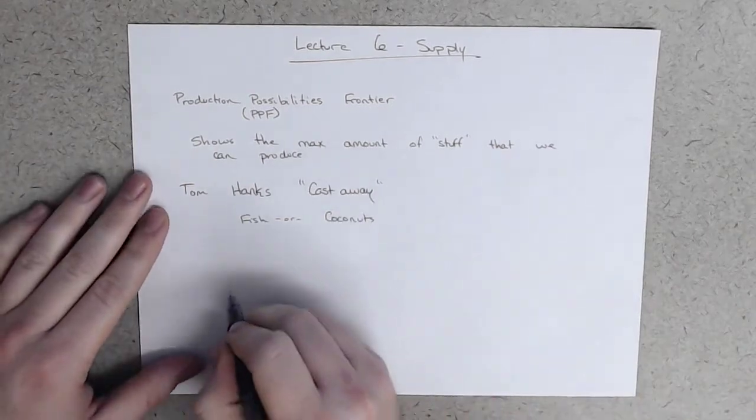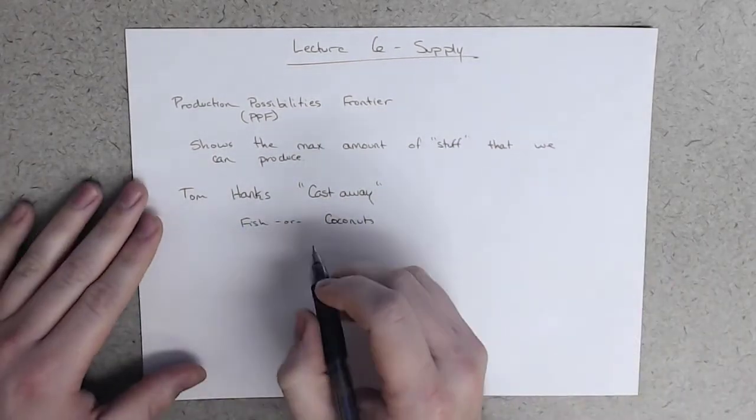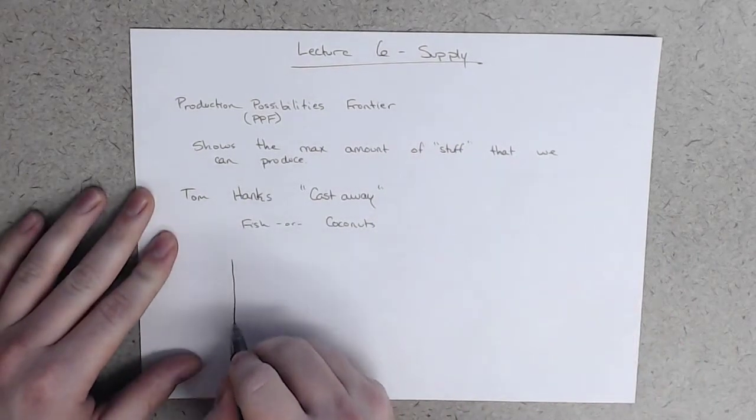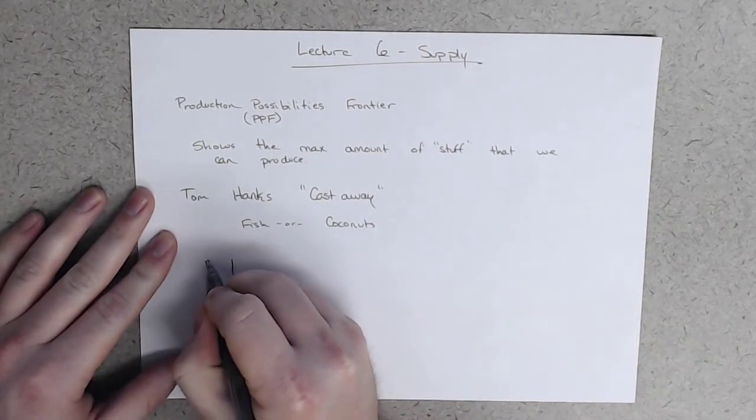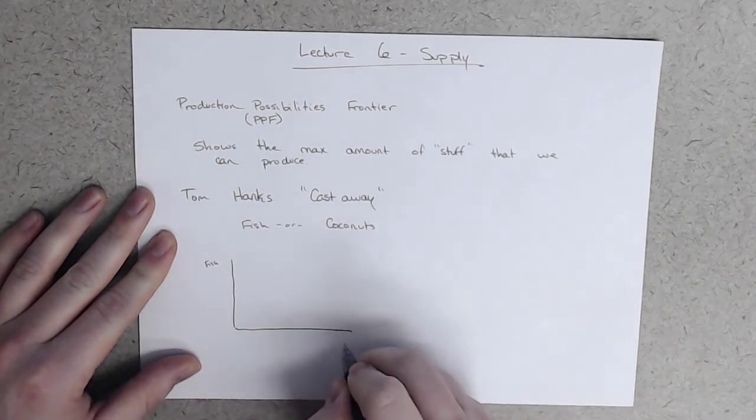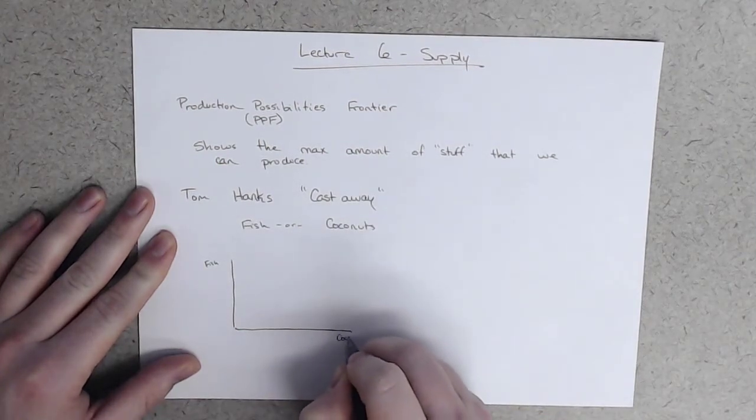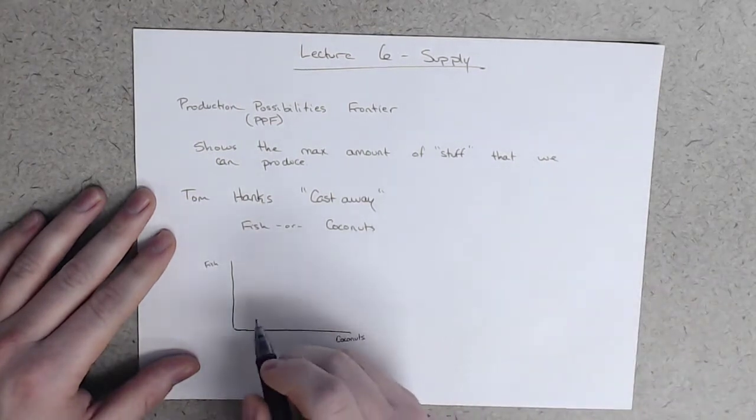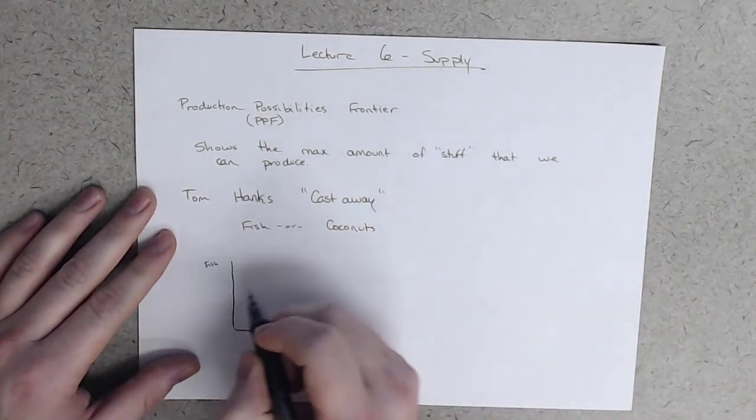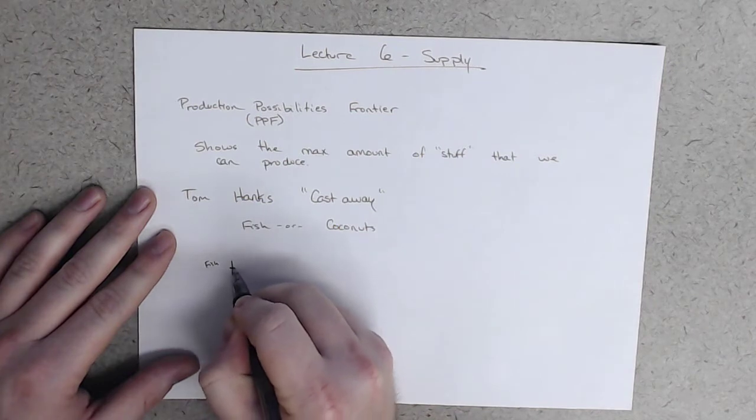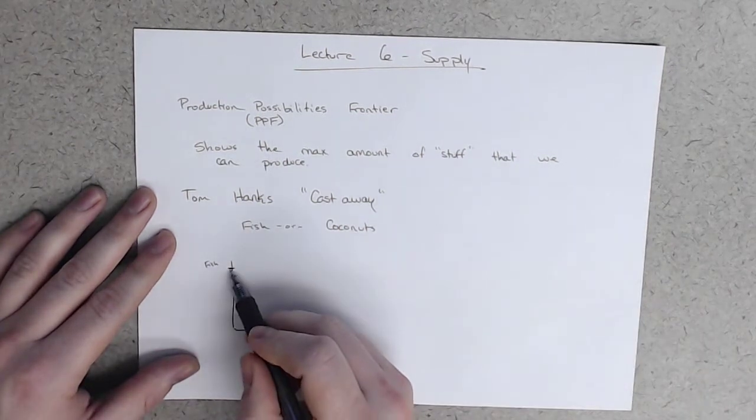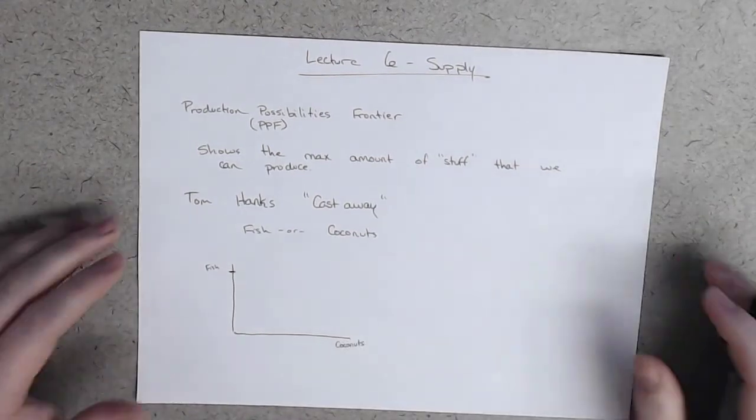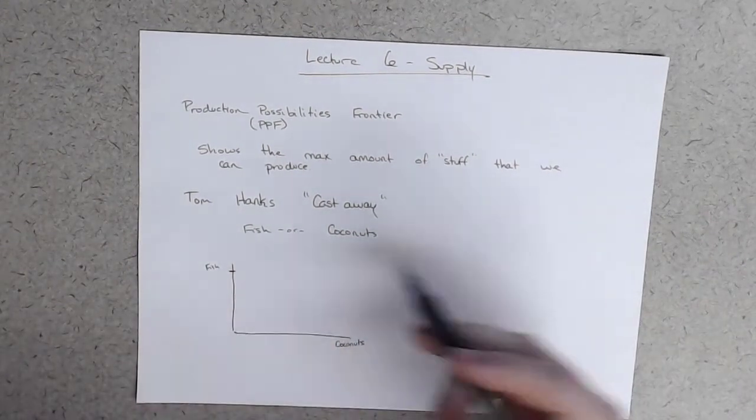And so if we were to plot this, we could ask, what is it that Tom Hanks can produce, right? He can produce fish or coconuts. Okay? And if Tom Hanks were to spend all of his time fishing, let's say he would have this many fish and 0 coconuts. Okay? And so let's pretend that he does that. He spends his entire day fishing.